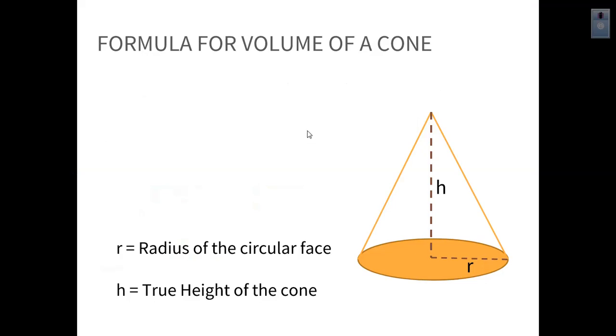All right, so let's take a look at the volume of a cone. This formula is going to be 1/3 area of the base, which is pi r squared, times the true height. So once again, using the true height in the volume, and once again we're dividing it by 3.